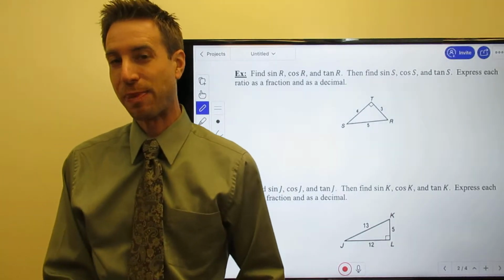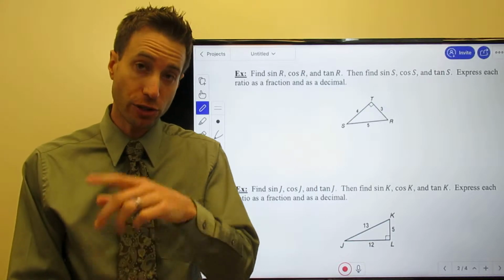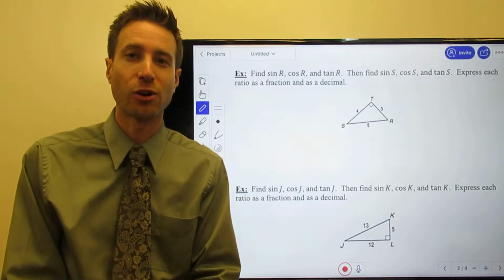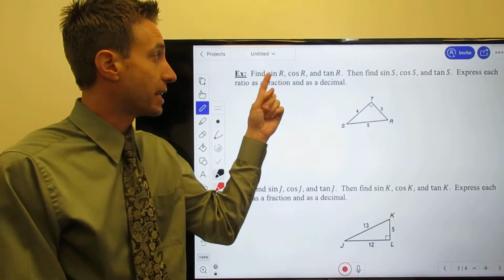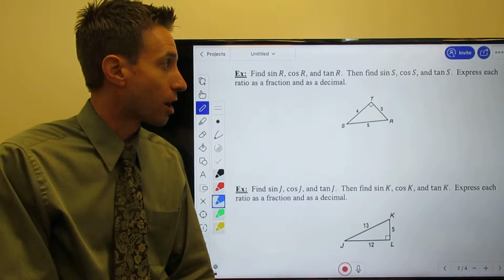Alright guys, welcome to this page of the notes. What we're going to do here is take the trig functions that we just talked about and their ratios, the ratio of the sides of the right triangle, to write the trig functions for the acute angles in the example problems I've got for you here.